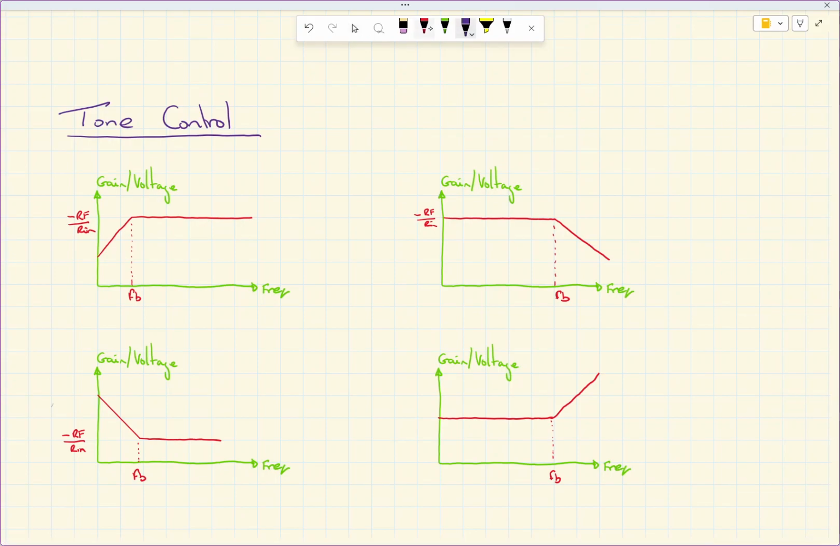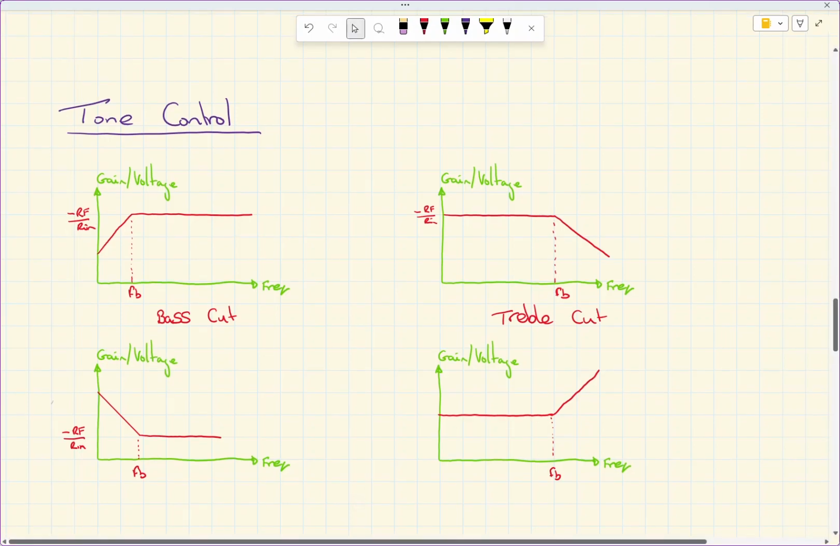So if we're looking at the circuits here, then this one we have a standard gain until we get to the low frequencies, and then the gain drops off. So this is going to be a cut, and as it's in the low frequencies we're cutting off, it's a bass cut. Whereas this one has a standard, common gain going all the way up until you get to the high frequencies, and then it reduces. So this is going to be our treble cut. Okay, so that's those two circuits there.